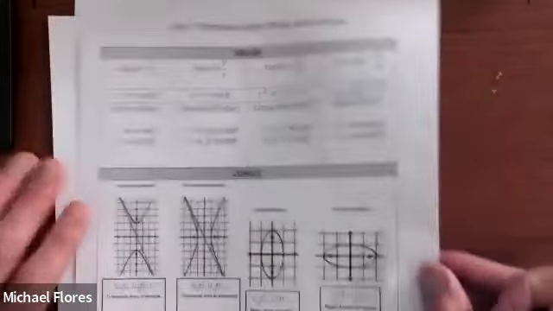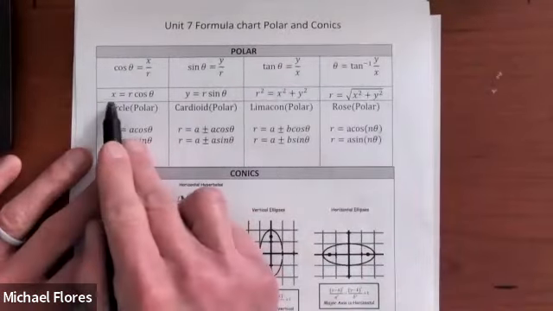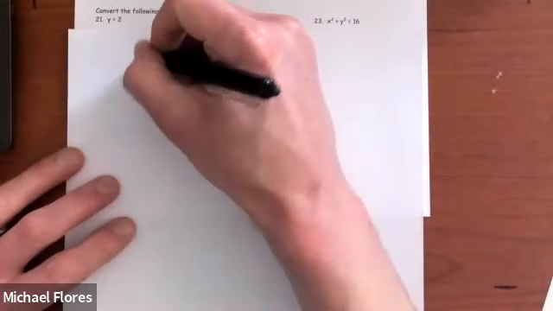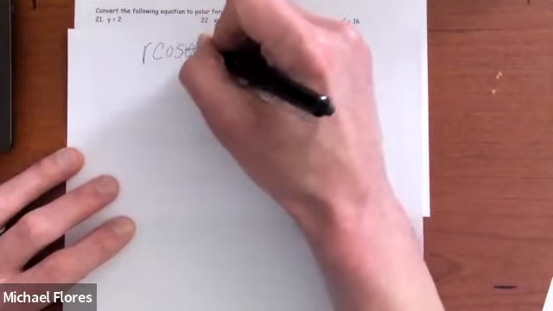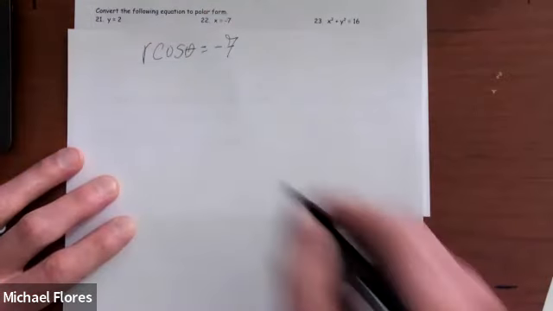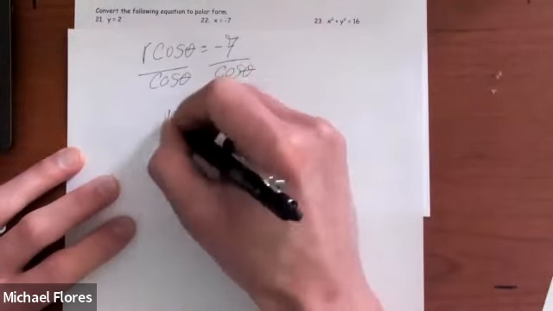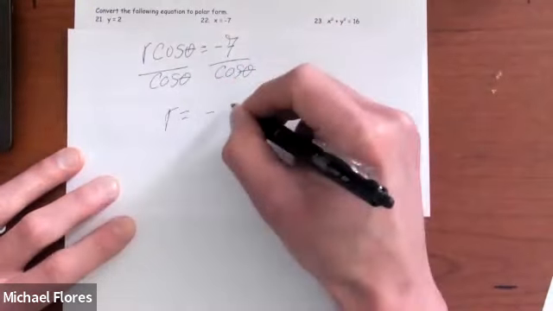Okay. Example 22. x equals negative 7. What I would do is go up to your formulas and find x. Boom! x is the same thing as r cosine theta. So I'm going to do some swapping. Instead of x, I'm going to do r cosine theta is equal to negative 7. Let's now isolate r by dividing both sides by cosine theta. Negative 7 over cosine theta. Does anybody remember what cosine's reciprocal is? Starts with an S. Secant. Negative 7 secant theta. Both of those are correct.